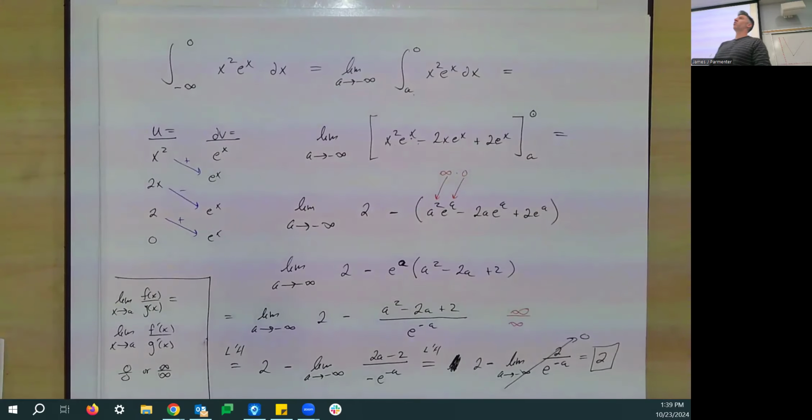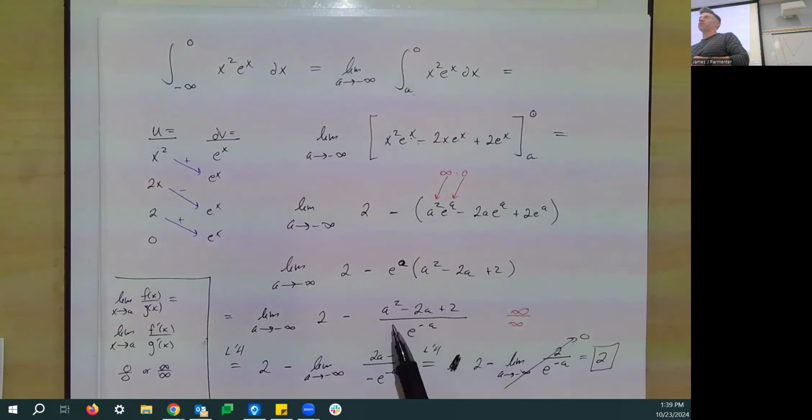Here's the shorter, hand-wavier way to do it. If you have a quotient expression, and one piece is polynomial, and the other piece is exponential, the exponential is always going to win. Meaning e to the x always beats out x to any power. So I knew when I wrote this down that this e to the negative a was going to overpower this a squared minus 2a plus 2. And it could have really been a to the 1,000th minus, whatever. So exponentials always win.